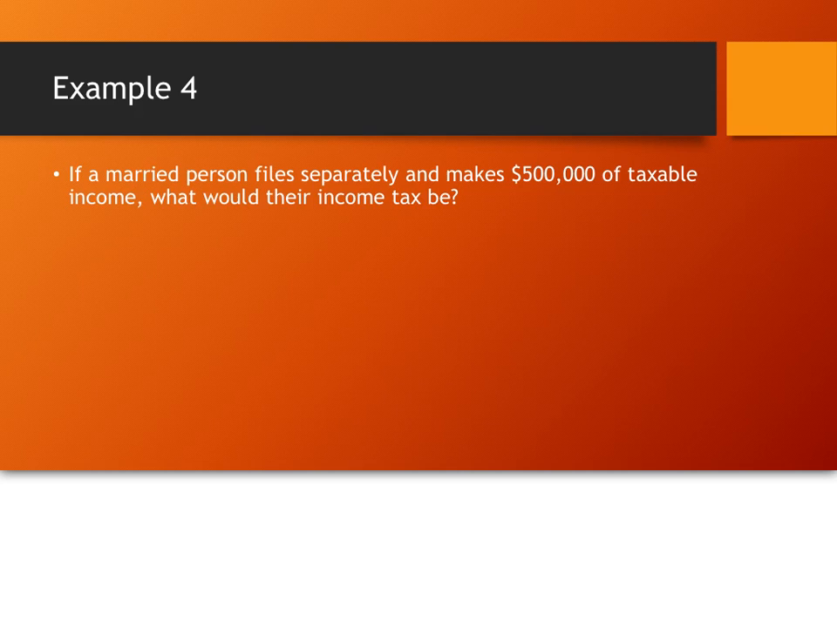So what I'd like you to do on your own is calculate the following. If a person files separately and makes $500,000 of taxable income, what would their income tax be? So what would they have to pay in income taxes? Again, push pause, do it, and then in about 5 seconds I'll start talking about it.